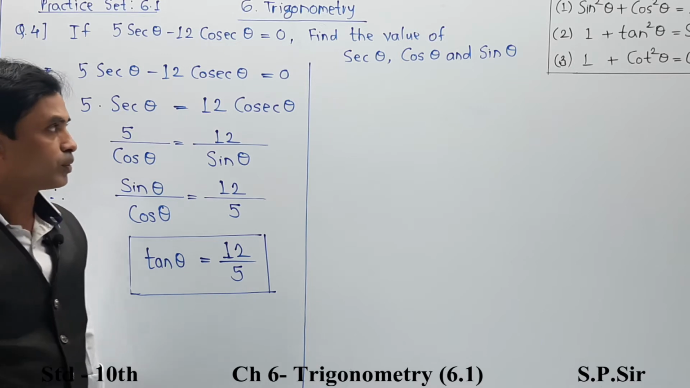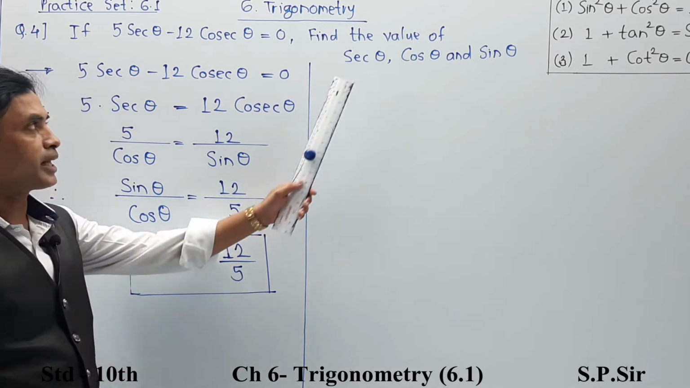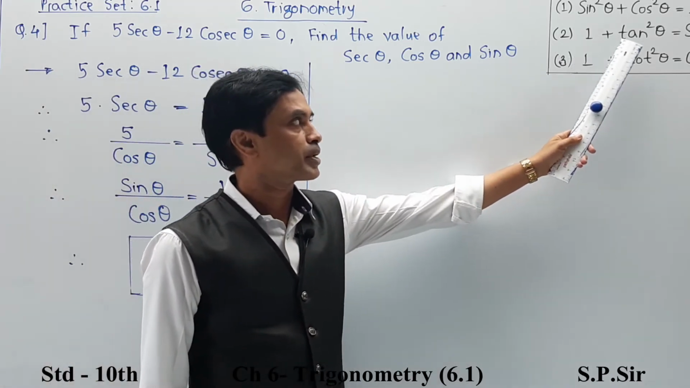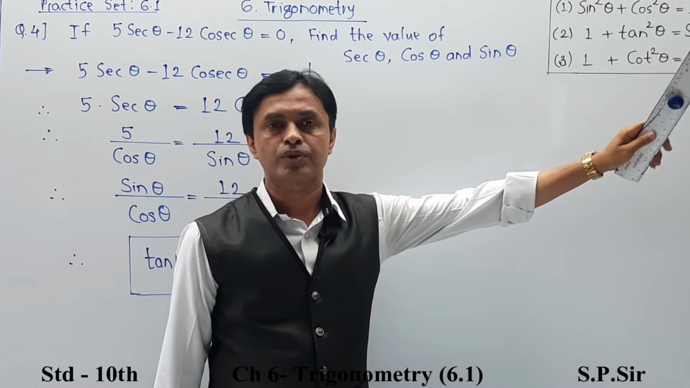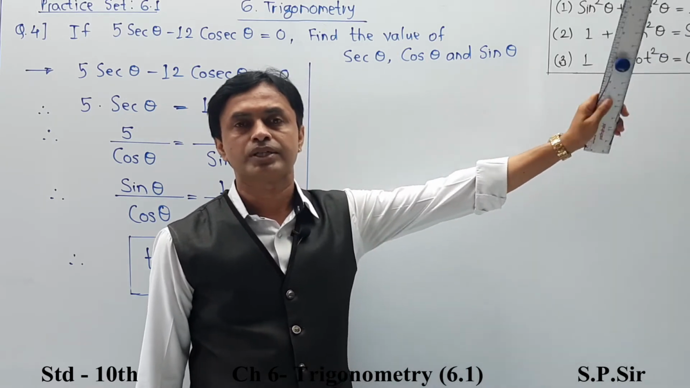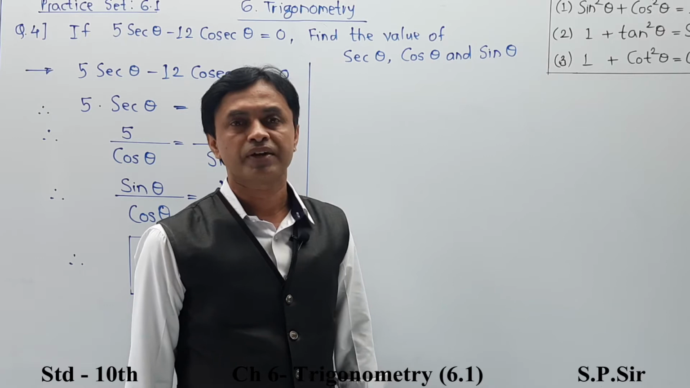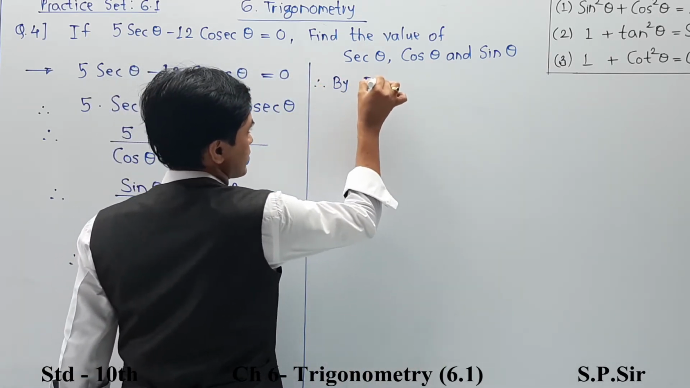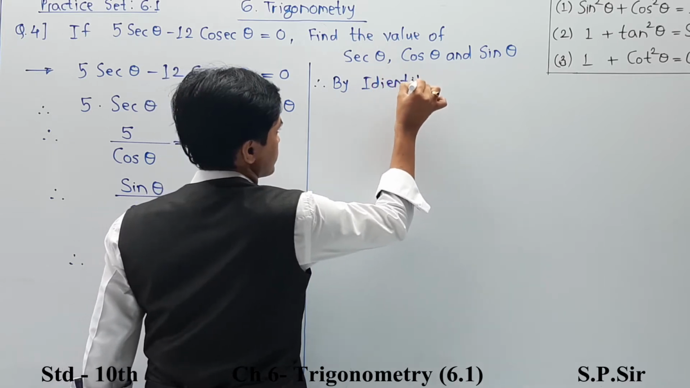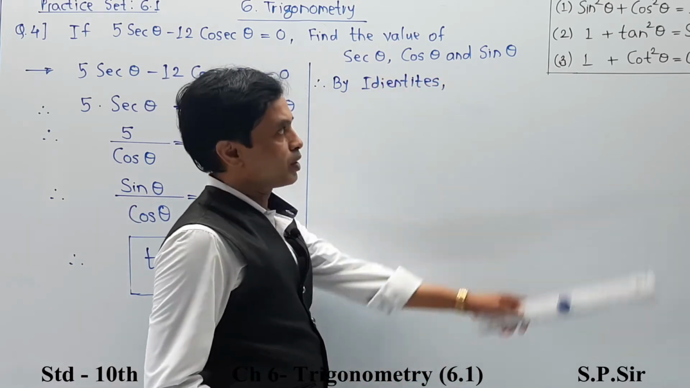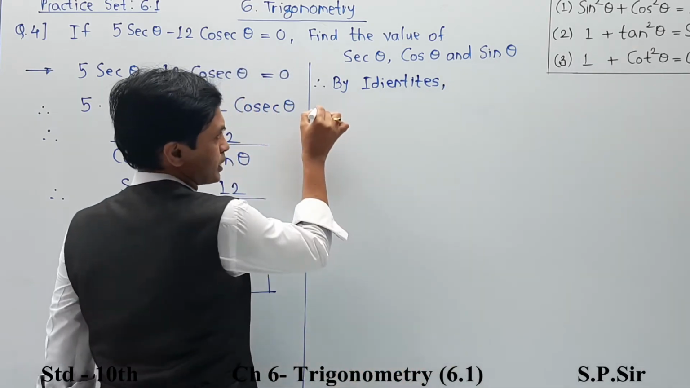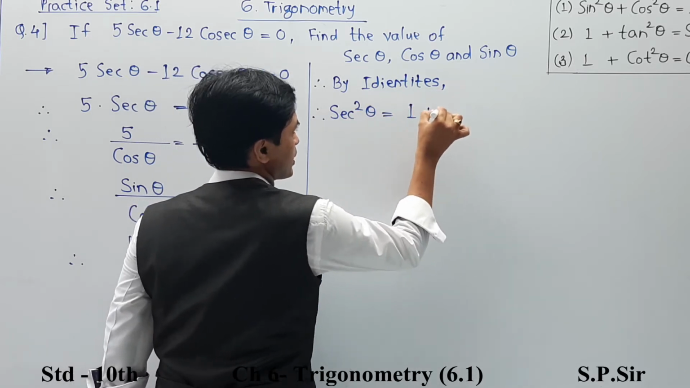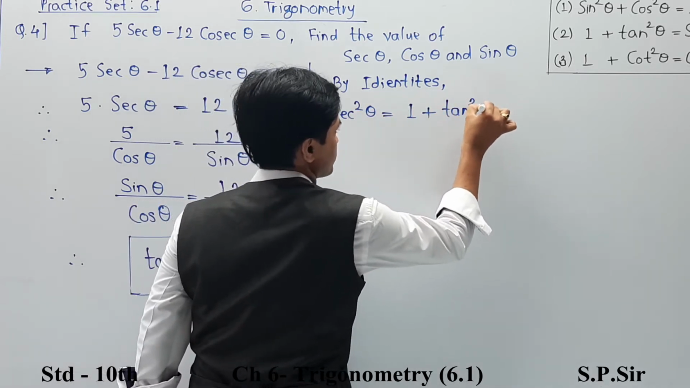Now, there is a correlation between tan and sec, and we can complete it with the help of a fundamental identity: 1 plus tan square theta is equal to sec square theta. I repeat, 1 plus tan square theta is equal to sec square theta. Therefore, by identities, we have 1 plus tan square theta is equal to sec square theta, but I am writing it as sec square theta is equal to 1 plus tan square theta.